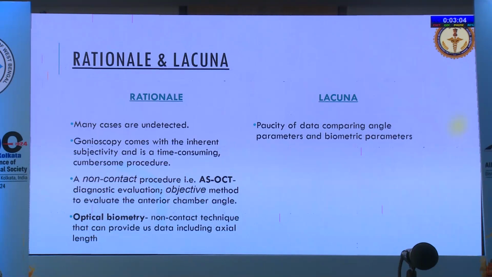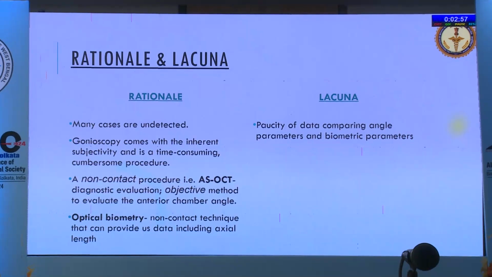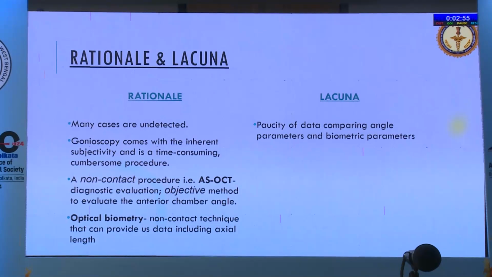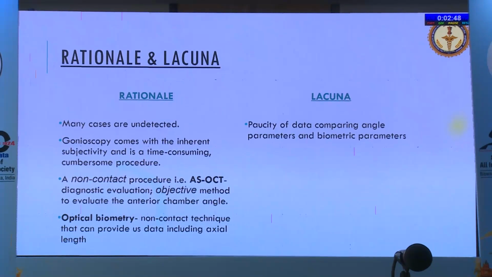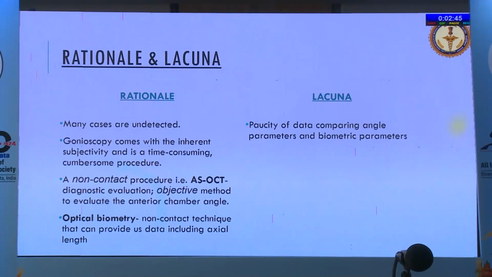So the rationale behind the study was as follows. Many cases are undetected. Gonioscopy, although the gold standard, has an inherent subjectivity to it, is time-consuming and often avoided. So this calls for a need for non-contact procedures like anterior segment OCT and optical biometry, which can objectively evaluate the angle parameters, make us understand those parameters, and can be compared. And the lacuna in this topic is that there is paucity of data comparing the angle parameters and biometric parameters between the two groups that we mentioned.